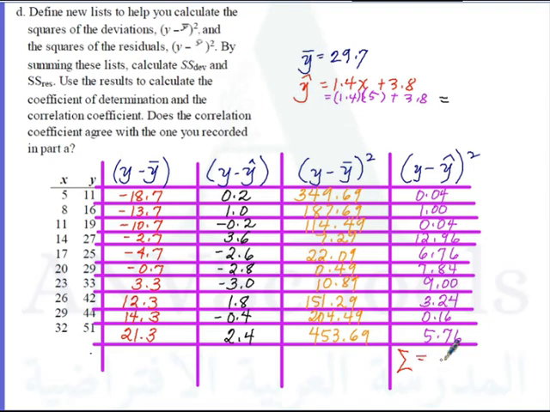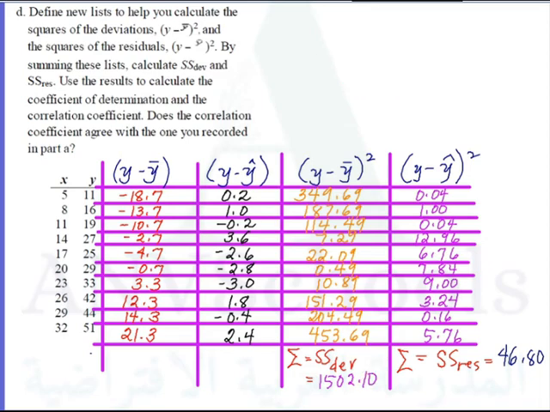So the sum is equal to SS res, and what is this equal to? This is equal to 46.80, right? Now for this portion here, the summation is equal to the SS dev. And what is my SS dev? 1502.10.